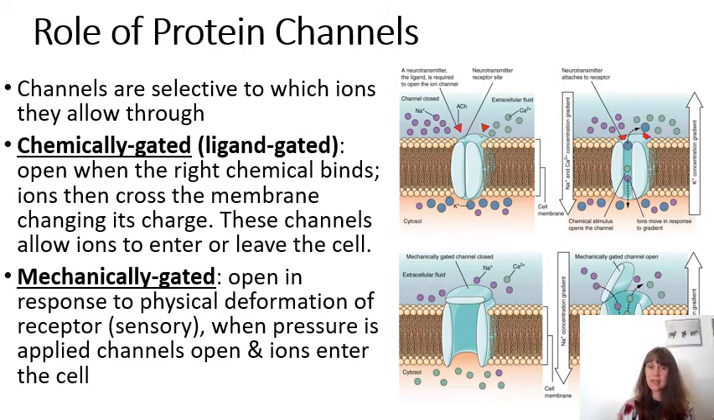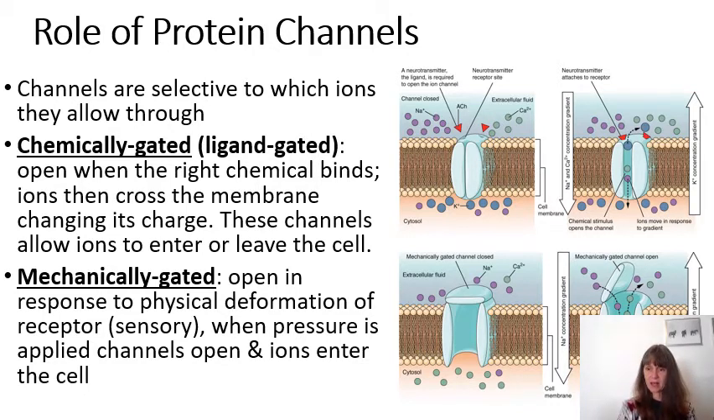They need help. And help can come in the form of protein channels, which are selective in terms of which ions they will allow to pass from one side of the membrane to the other. These proteins embedded in the plasma membrane acting as channels include chemically gated or ligand-gated channels, which open when the right chemical binds to them, changing their shape, allowing ions to cross the membrane, thereby changing the charge. These channels can allow ions to enter or leave the cell.